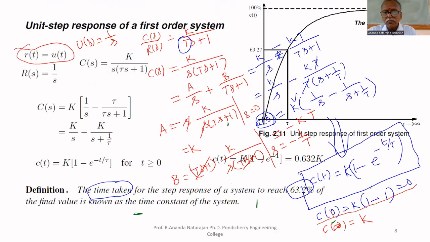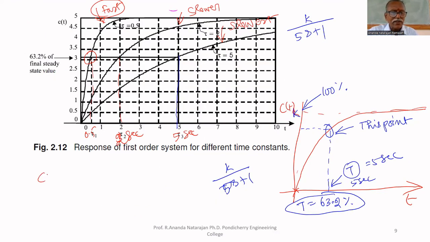So what is C of t? We derived C of t equal to k multiplied by 1 minus e power minus t by tau. Am I correct or not? This is the response we got. If you substitute t equal to tau, that is the time constant tau, what will you get?